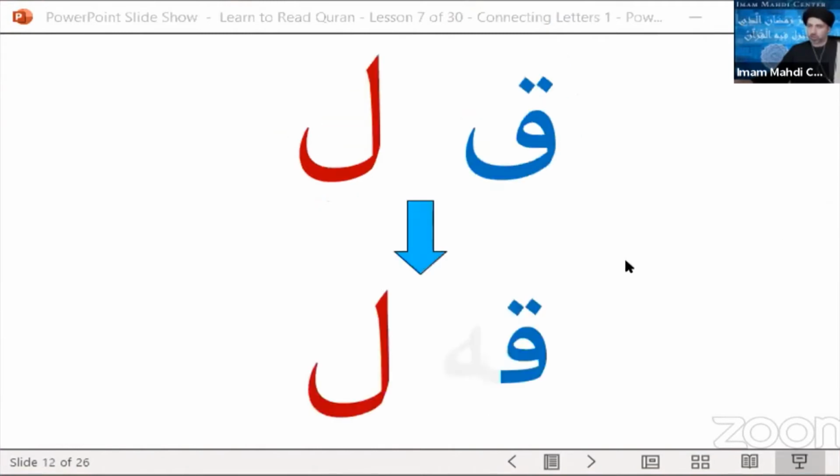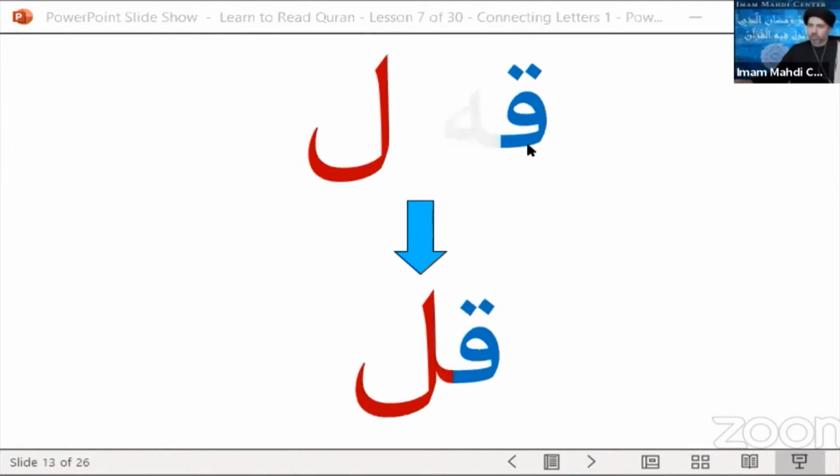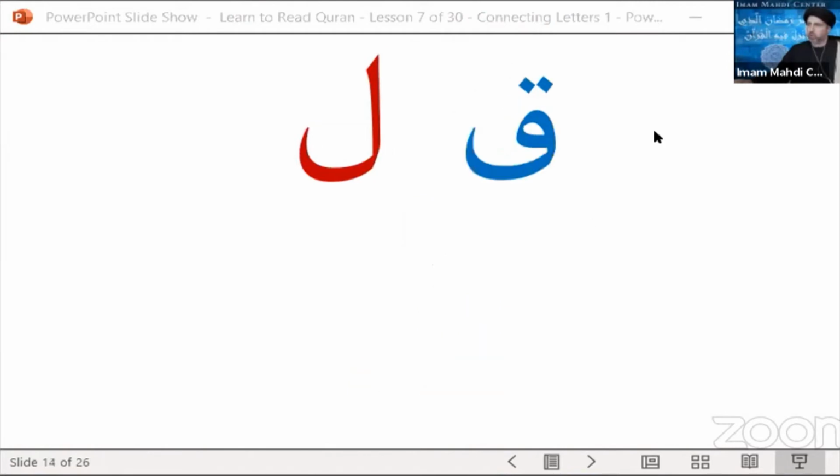Our next word is a qaf and a lam. And just as we did before with the qaf and the other word, we drop the tail of the qaf and we keep just this top portion. And the lam, since it's the last letter of the word, will stay the same. So we have this lowercase qaf right here, and we take this lam and attach it to the end of this qaf.